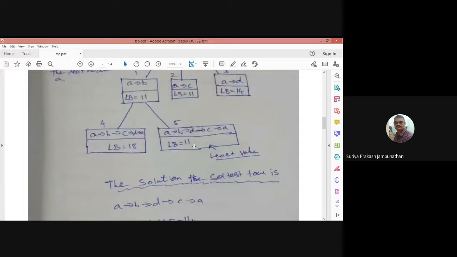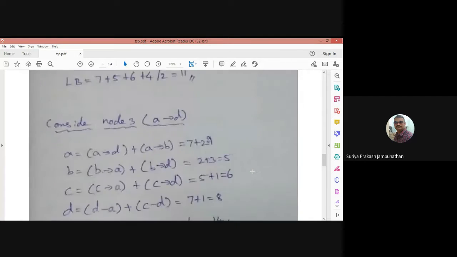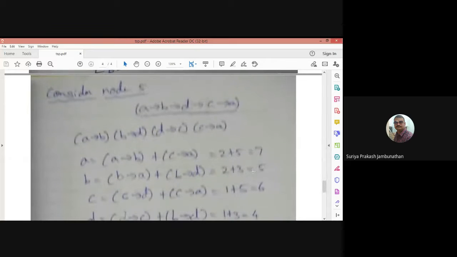Okay. For 5, how can we write? A to B, then B to D, D to C, C to A. So that is the split up for the last one. So see the split up: A to B, B to D, D to C, C to A.